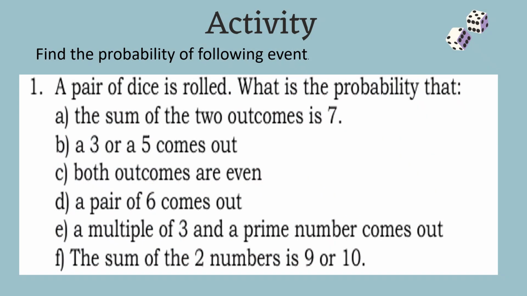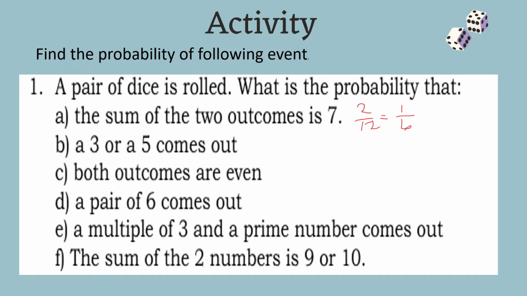Okay, so let us answer this activity. Find the probability of the following event. A pair of dice is rolled. What is the probability that the sum of the two outcomes is 7? We can have 6 out of 36, or that's equivalent to 1 sixth.